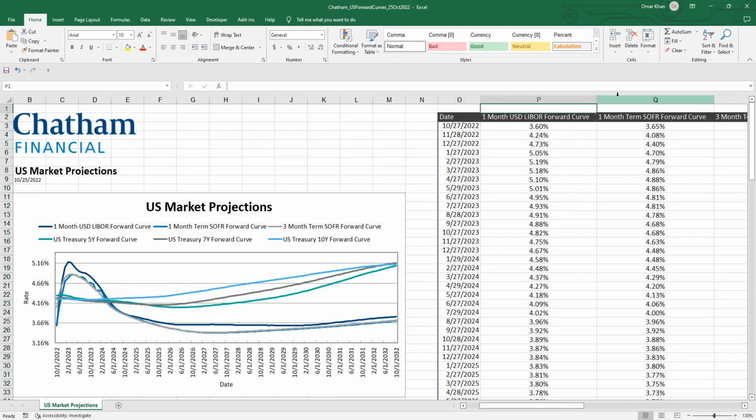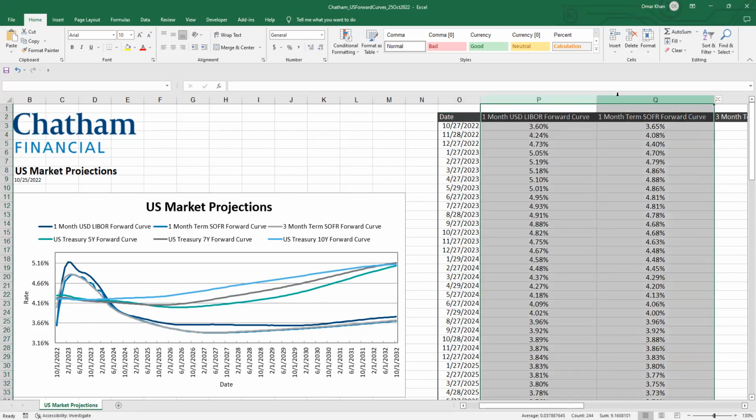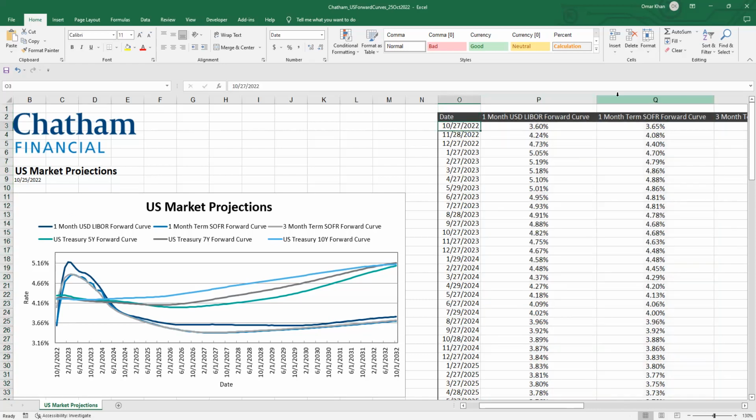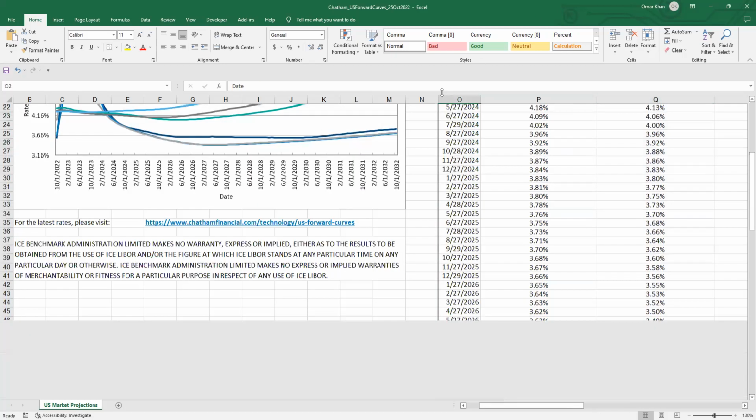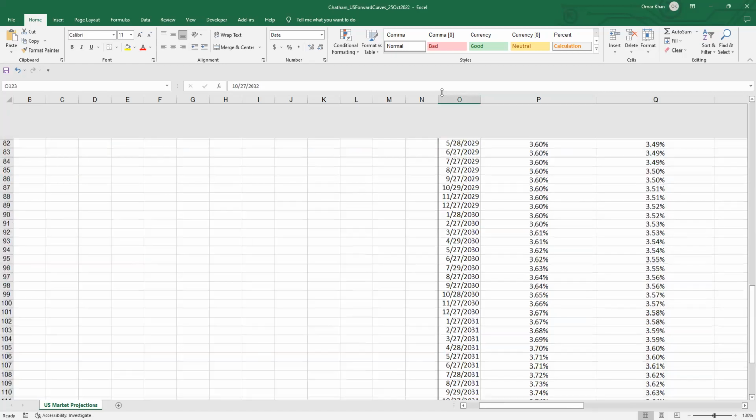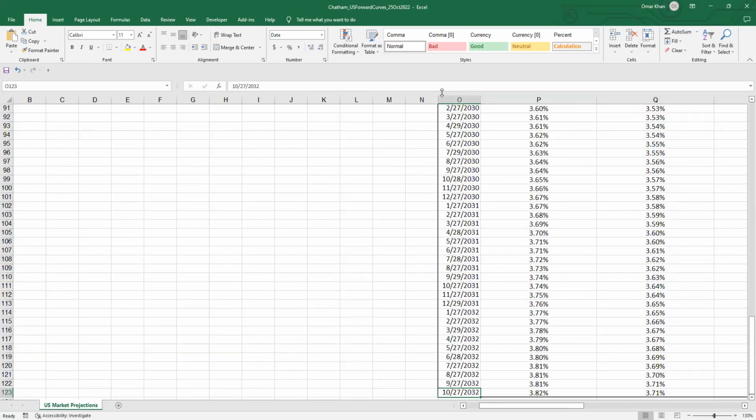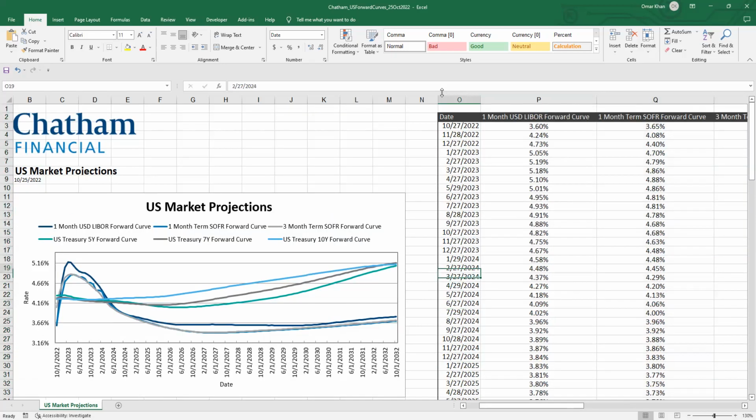And those lenders, assuming they use LIBOR or SOFR in this particular case, are using some version of the forward curve to get an expectation. Hey, if I'm going to give this person a loan for 10 years, in this case starting 10/20/22, all the way down to 10/27/2032, how much do I expect the reference interest rate, which is LIBOR or SOFR, to be per month?